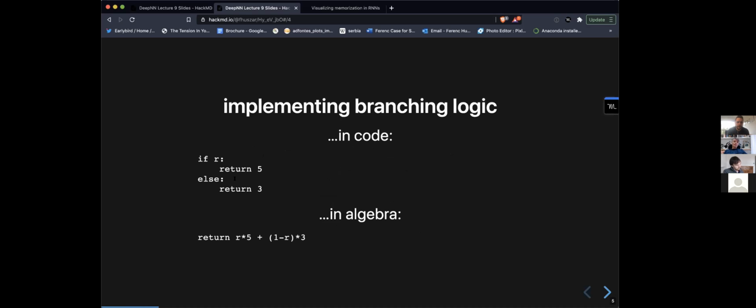So if you have something in your code, R is a binary, like a Boolean variable, and you have something like if R, then return 5, otherwise return 3, you can equivalently implement the same thing using maths by saying R times 5 plus 1 minus R times 3. Assuming that the Boolean variable is implemented such that the value of 1 signals a true value and the value of 0 signals a false value, which is often the case in most programming languages. These two things are equivalent.